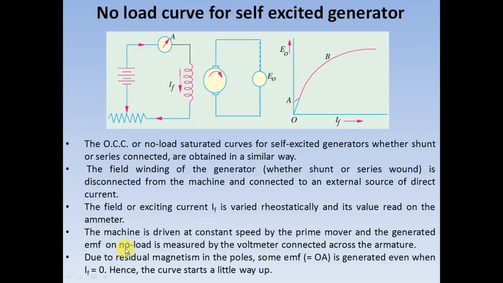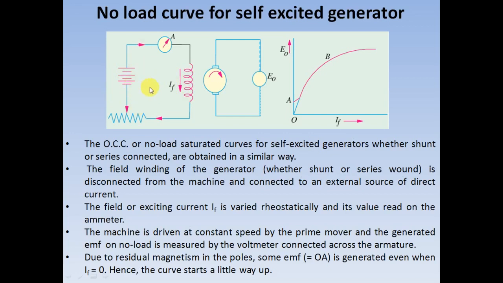Next we are going to study the no load characteristics of a self-excited generator, specifically a DC shunt generator. In order to obtain the OCC of a DC shunt generator, the field winding of the DC shunt generator is disconnected from the machine and connected to an external source of DC supply as shown here. This is actually the field winding of the generator, that is, the shunt generator. It has been disconnected from there and connected to an external DC source arrangement.